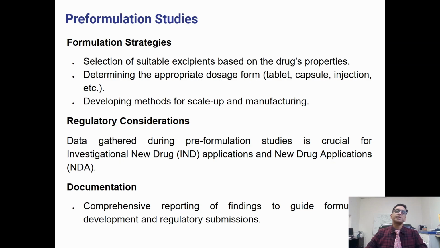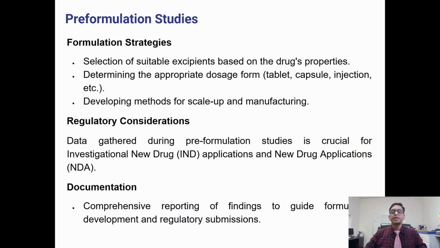So, we have to understand which excipient is compatible with the drug and should be selected, because many times we notice that the excipient may alter the drug characteristics. Determining the appropriate dosage form, like a tablet, capsule, or injection, also helps us understand how to get a stable dosage form. Suppose the drug has a hydrolytic pathway for degradation, so normally we go for a solid dosage form.